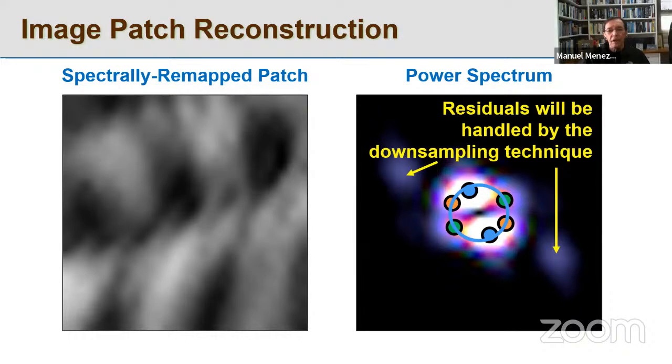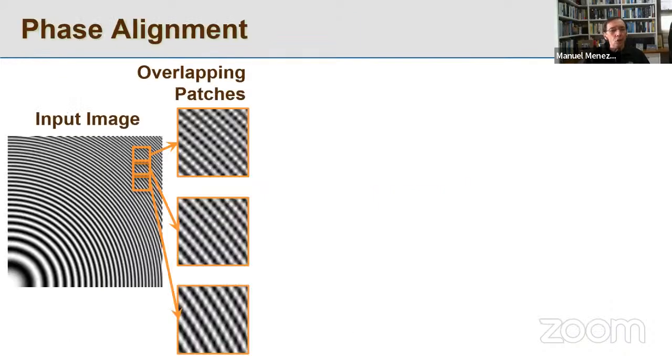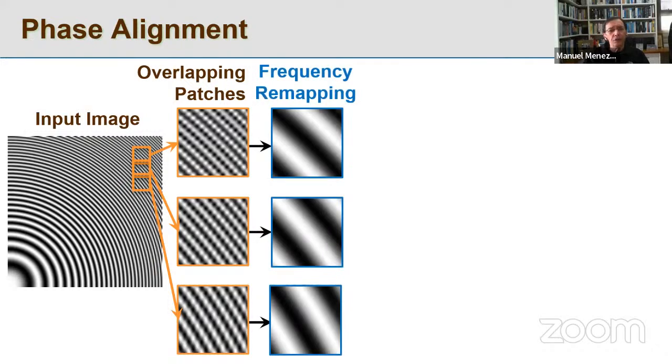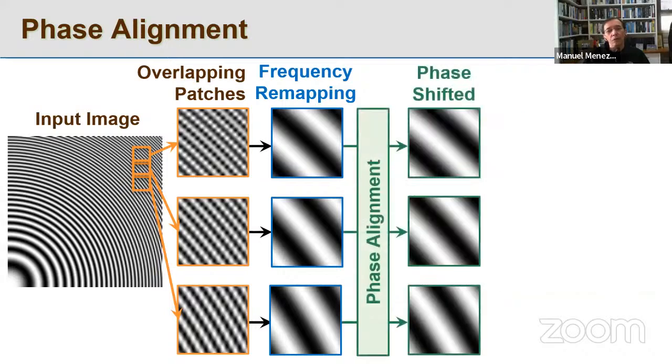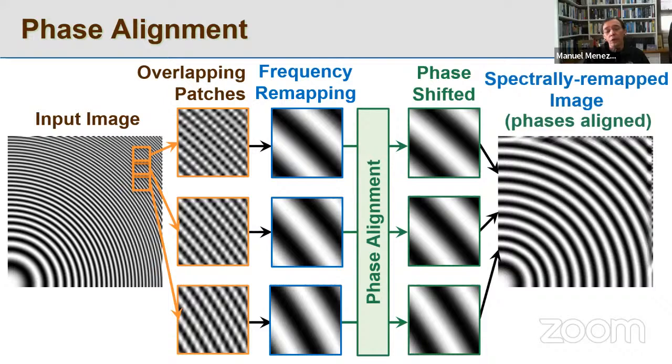Okay, so let me say a few words about phase alignment. As I told you in the beginning, we start with a bunch of overlapping patches, here represented, and then we perform this reduction of frequencies. Once we map them, they are shown here, and they look beautiful, but unfortunately, as we try to put them all together, their phases do not match, and we end up observing those artifacts that are due to phase misalignments. So before we can rebuild the image, we need to perform a phase shift, as I already anticipated to you. And once we do so, we are able to recombine the image in a much better way.